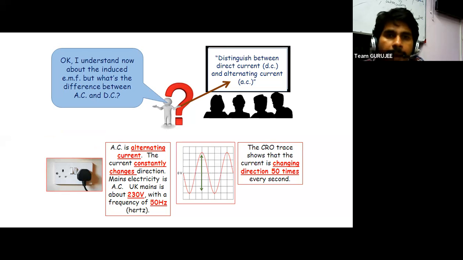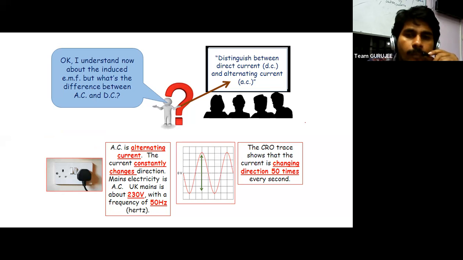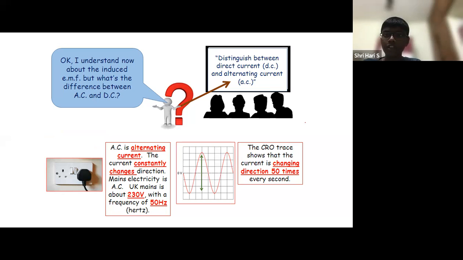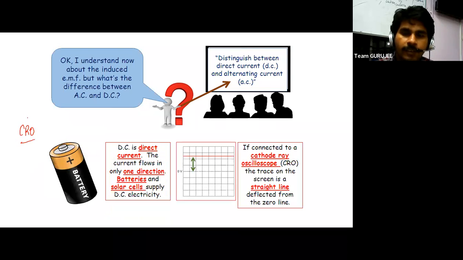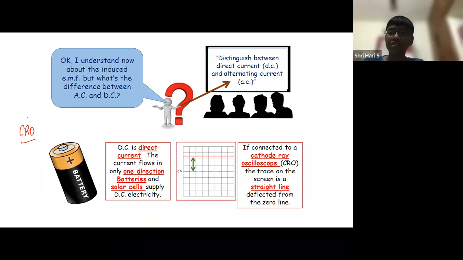Okay, here, alternating current is passed through a CRO. What is CRO? Srihari, what is CRO? Sir, no idea. What is CRO? The cathode ray oscilloscope.